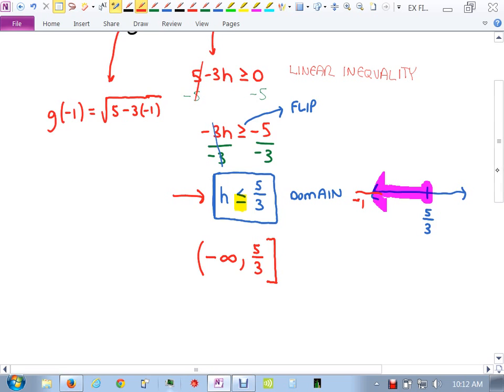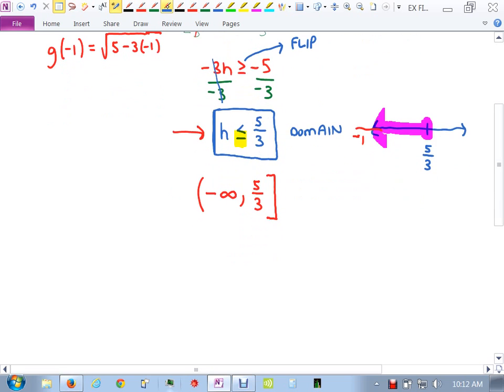Now, I just want to show you the difference here. If I had written this, how is this different? With parentheses there. So that means I can go all the way up to 5/3, but I can't use 5/3. And this is kind of a weird concept, because again, if we get our number line and I put 5/3 there, I can get a number pretty close to 5/3. See, I do with the dot, and I can get even closer, and even closer, and even closer, and even closer.